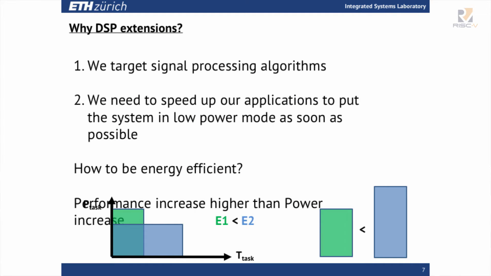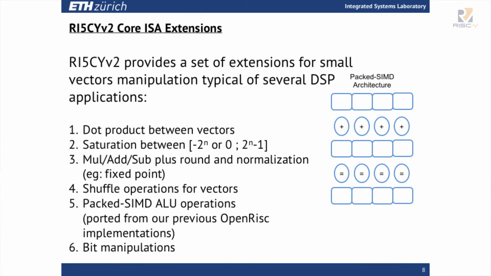So why DSP? The typical workload of our system is near-sensor computing, so we need to speed up our DSP applications such that we can go to the low power mode as soon as possible and so save energy. So we want to be energy efficient like this. You have a task. You can do it in a green fashion or in a blue fashion. As you see, the green one is shorter, so we can go to sleep earlier, but it takes more power due to the more complex hardware. But we care about energy, so we want the energy to be smaller than the other one. So we want an increase in performance higher than the increase in power. So that's what we implemented in our RISCY V2.